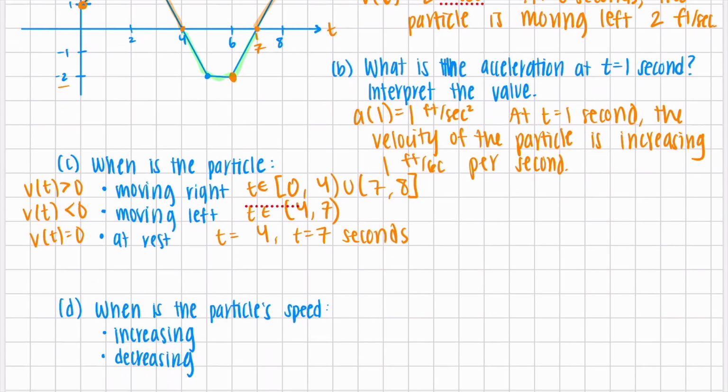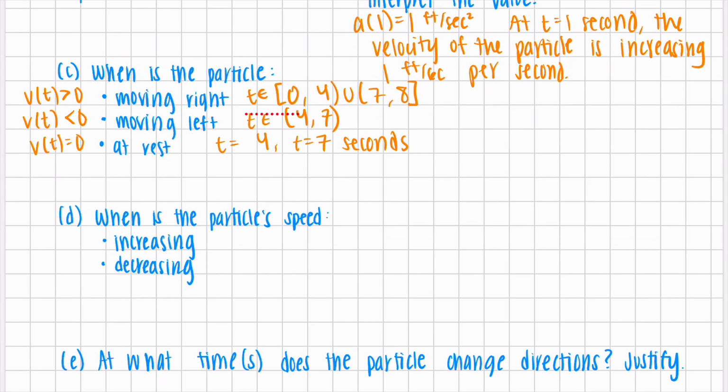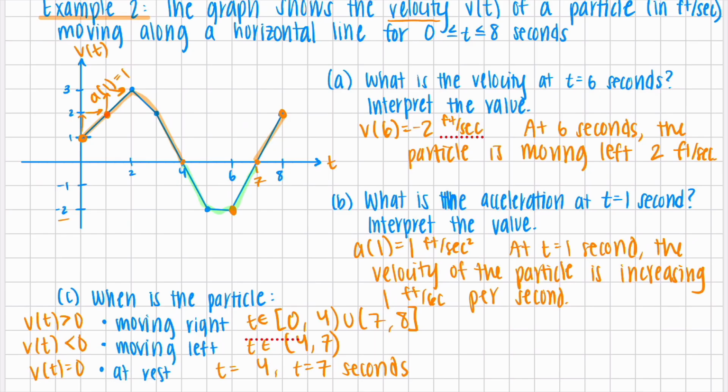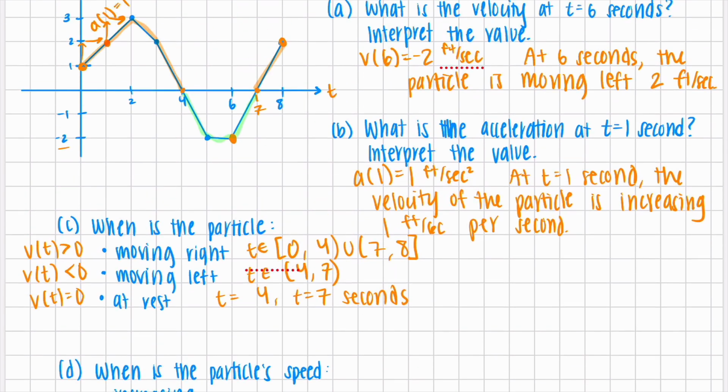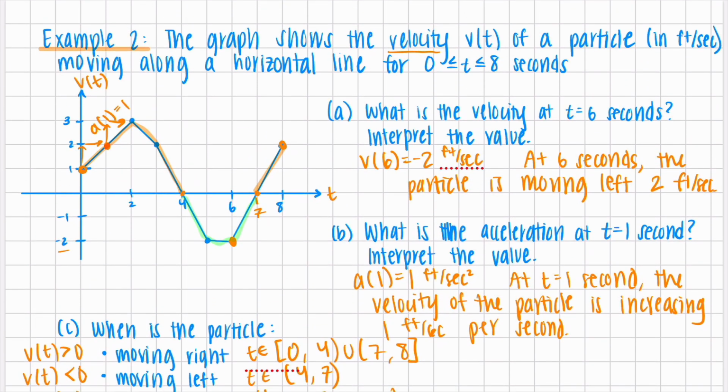For letter D, when is the particle's speed increasing and when is the particle's speed decreasing? So we know that the speed is increasing when v of t and a of t have the same sign. So let's look at these. I'm going to make this blue. Notice here from 0 to 2, your velocity is positive because my graph is above the x-axis, and your acceleration is positive because the slope is positive. So velocity and acceleration are both positive, so my particle speed is increasing from 0 to 2.